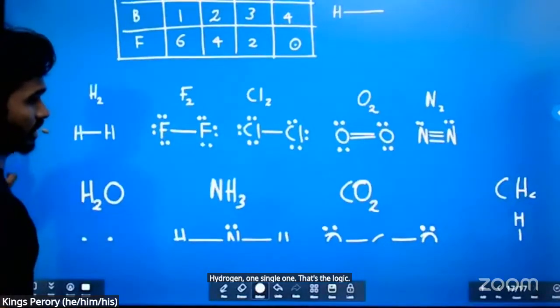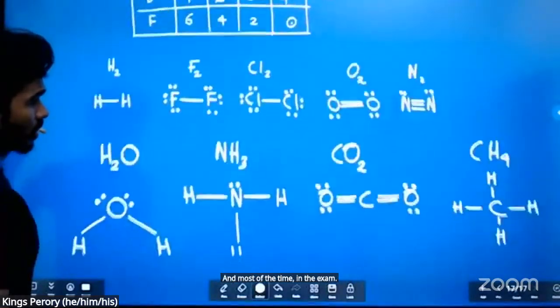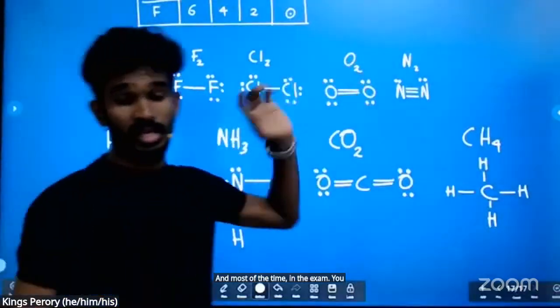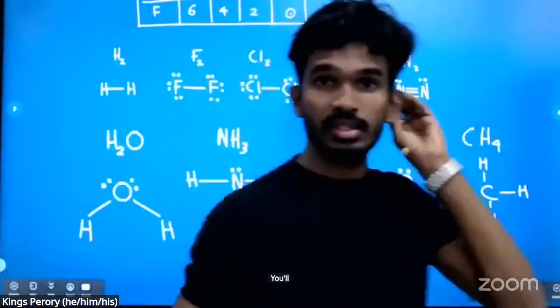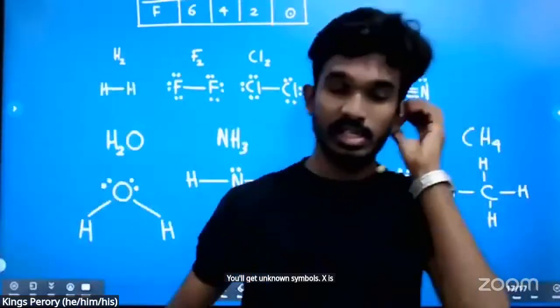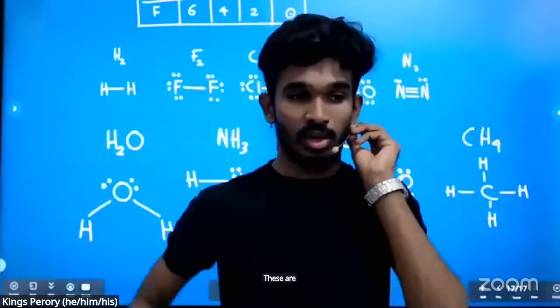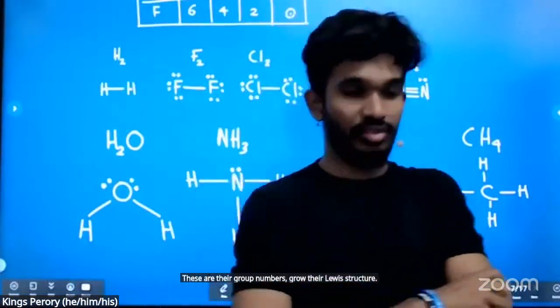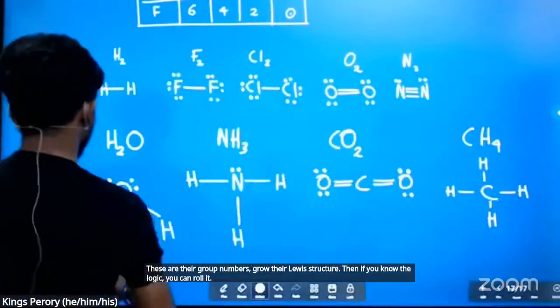Now, most of the time in the exam, you won't get known symbols like this. You'll get unknown symbols. X is there, Y is there, Z is there. These are their group numbers. Draw their Lewis structure. If you know the logic, you can draw them.